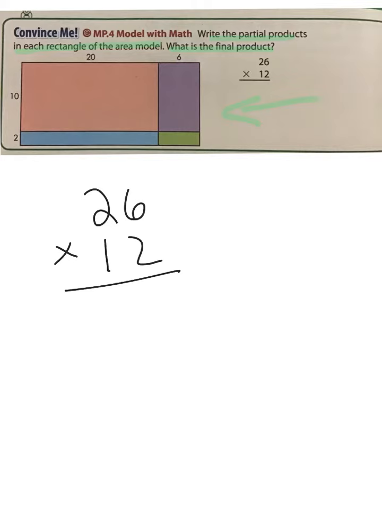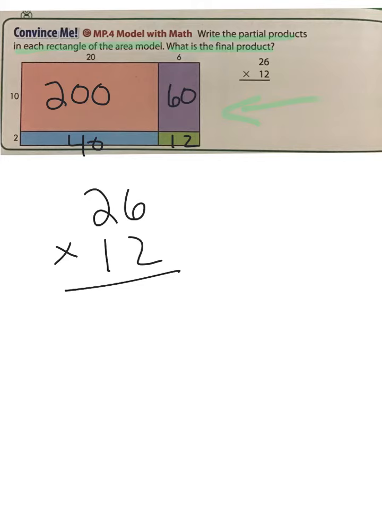Let's start off with the box. We have 26 times 12. With 26, we have it broken apart into 20 and 6, and then for 12, 10 and 2. First multiply 10 times 20, which you would get 200. Then multiply 10 times 6, and you would get 60. Down in the blue box, we're going to multiply 2 times 20 and get 40. And in our last box, we're going to multiply 2 times 6 and get 12. Those are our partial products. So then all we would have to do is add them up to get the final product.